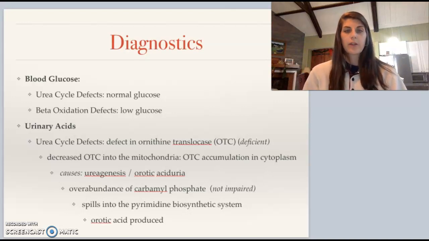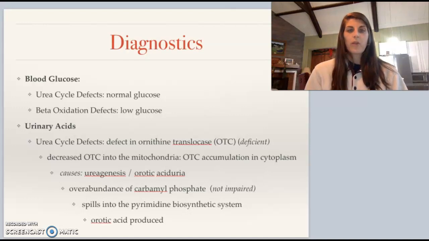So in a urea cycle defect, there is a defect in the ornithine translocase, or OTC, and this causes ureagenesis and orotic aciduria because there's a decreased amount of OTC in the mitochondria. That then means there's going to be an accumulation in the cytoplasm. So because there's an overabundance of carbamyl phosphate, it's going to spill into the pyrimidine biosynthetic system, and there's going to be an increased amount of orotic acid produced. So this newborn child shows increased levels of orotic acid. So this is an indication that the OTC enzyme is deficient, whereas the carbamyl phosphate is not impaired.